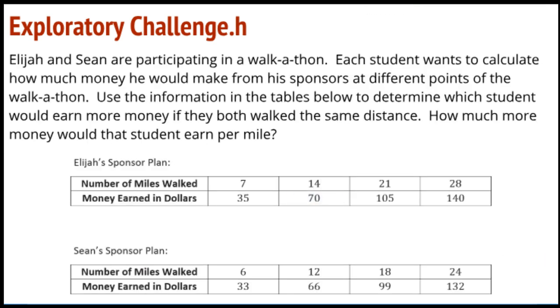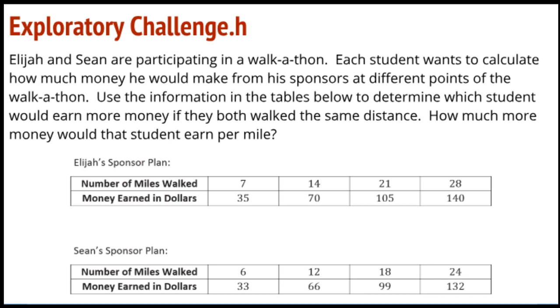All right, Elijah and Sean are participating in a walkathon. Each student wants to calculate how much money he would make from his sponsors at different points of the walkathon. Use the information in the tables below to determine which student would earn more money if they both walked the same distance. How much more money would that student earn per mile?